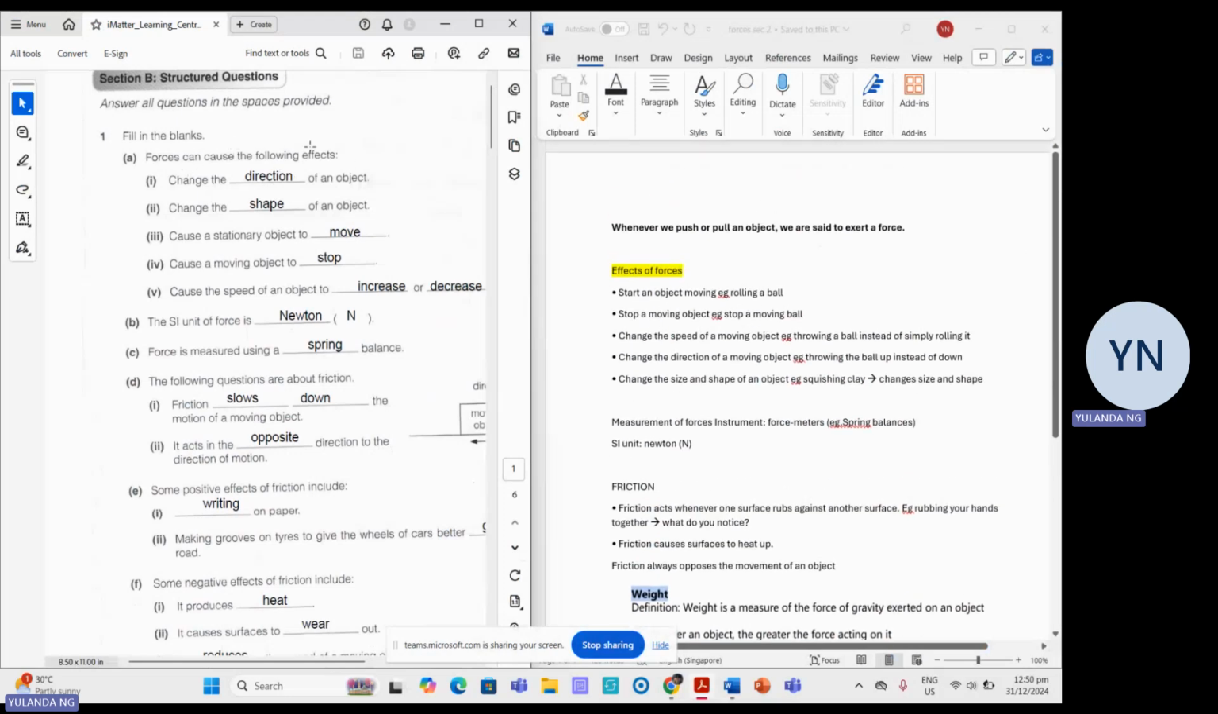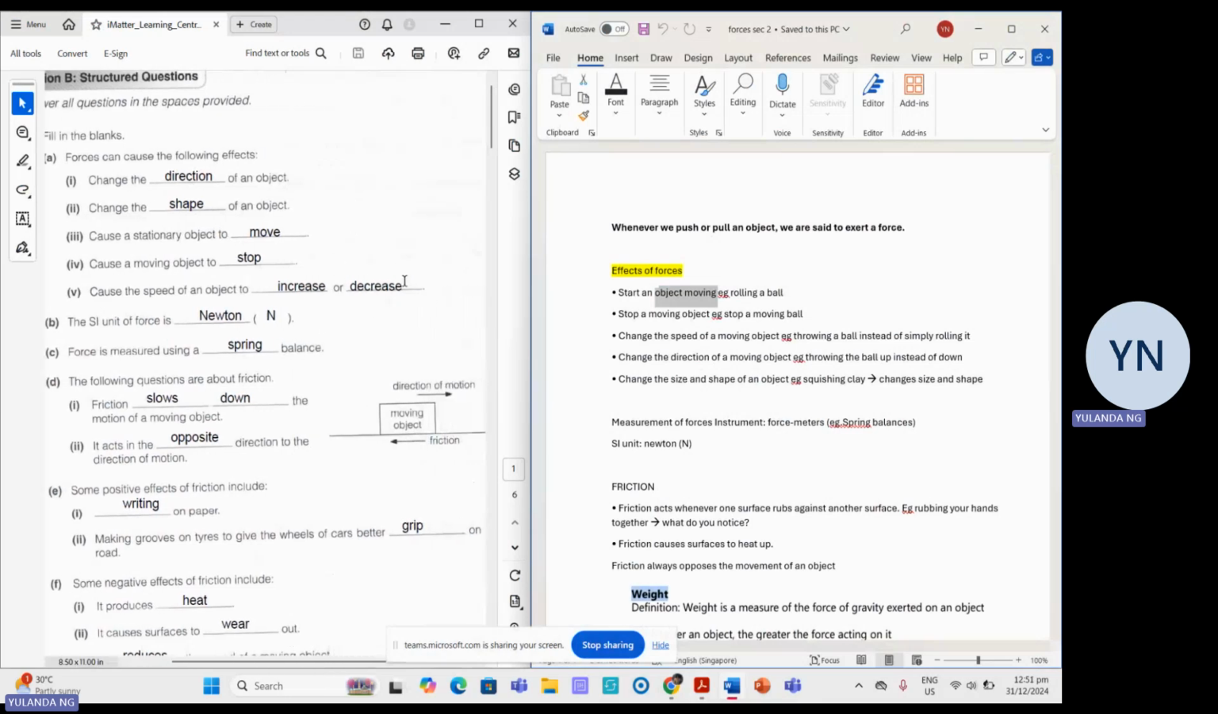Now, forces, what are the effects of forces? Look at change the direction. So here, direction of an object. You can also change the shape of an object. Stationary object to move: when an object is not moving, you're causing it to move, and you can stop a moving object. You can either increase or decrease the speed of the object, so changing the speed of the object.